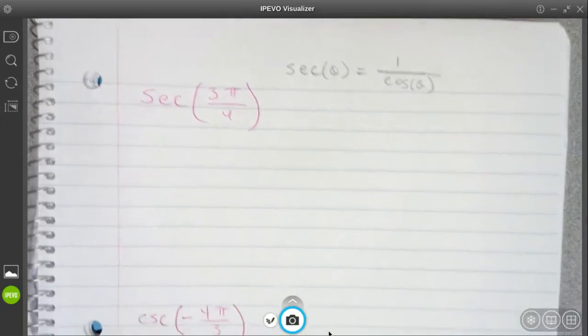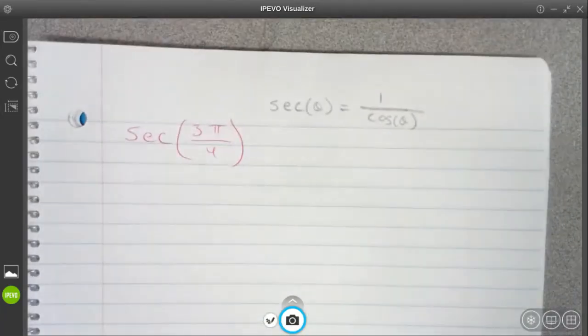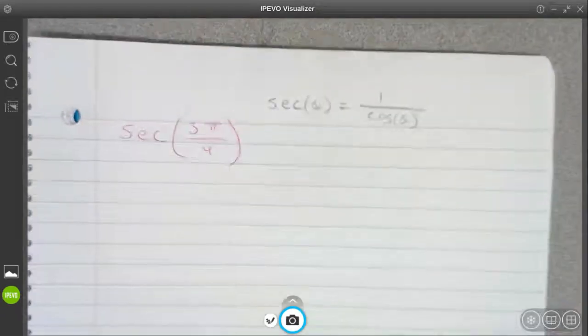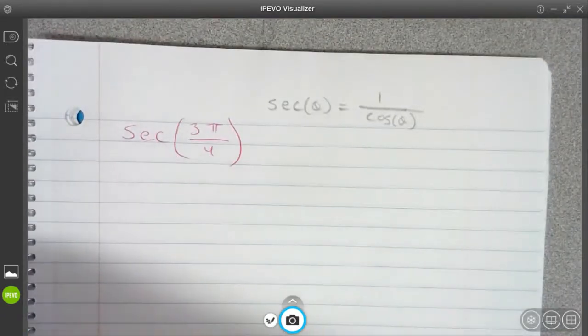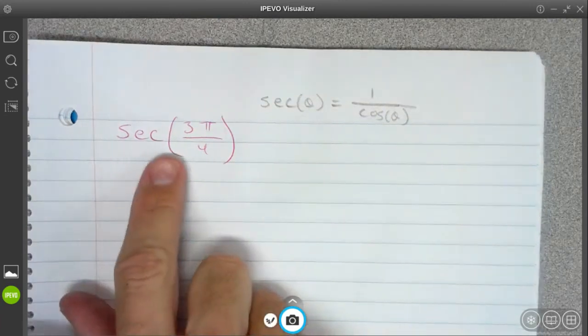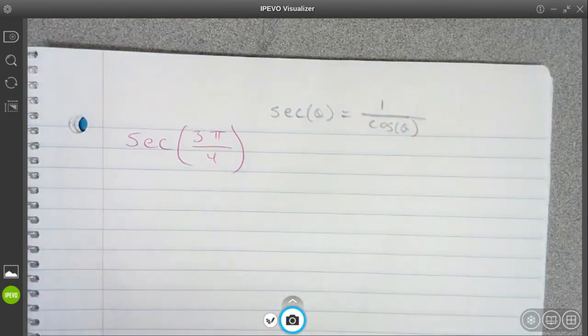All right, so there was a reason that we did so much sine and cosine earlier, and that's because you need sine and cosine to do the other ones. So we're going to evaluate the other trig functions now. Starting off, we're going to do secant of 3 pi over 4.